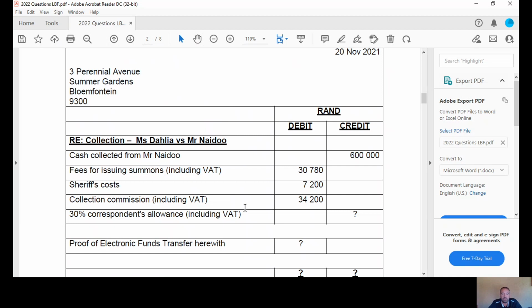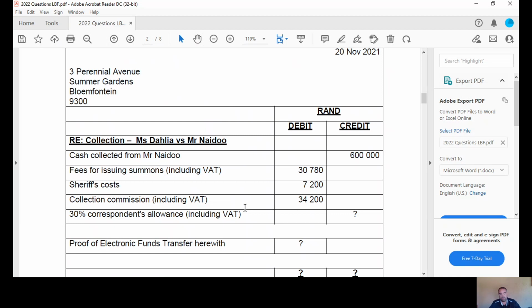Then the sheriff cost, the 7,200. Assume that was paid through the business account on the 20th of November. So the money is going to go out of the business account, and you've got to debit Gray Attorneys to show that they now owe you that money. Then collection commission will be a normal fee journal. So that one you can figure out on yourself.